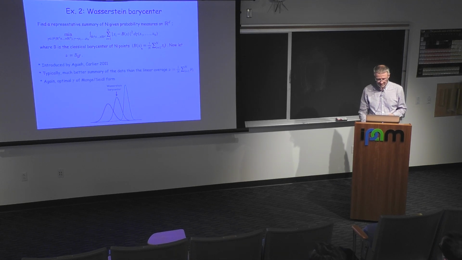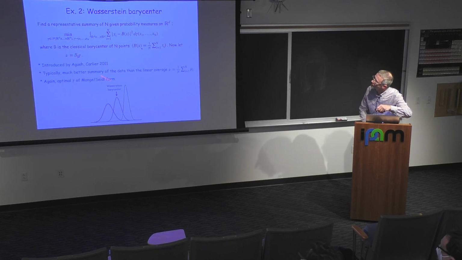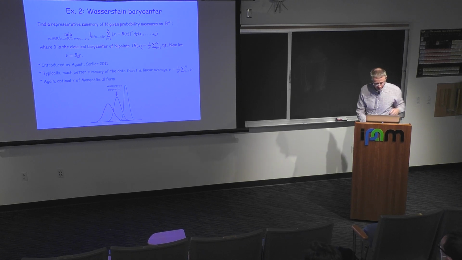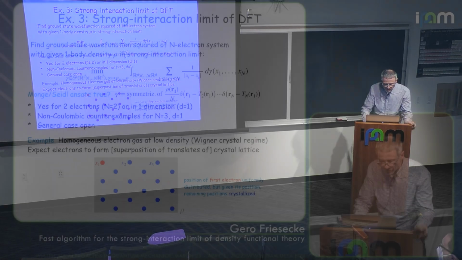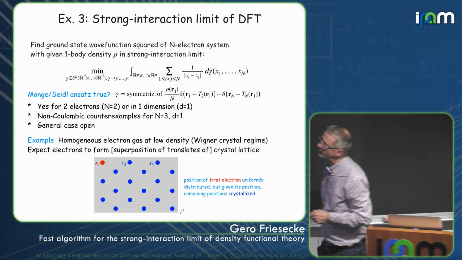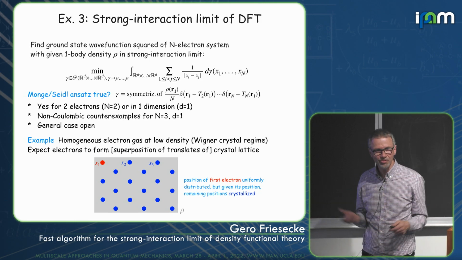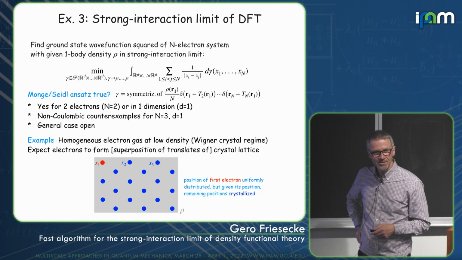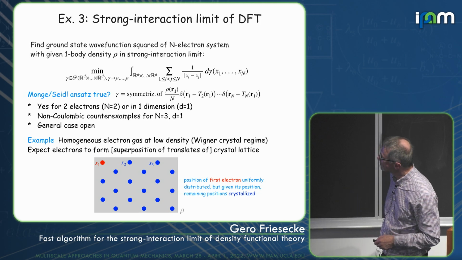So that's the Wasserstein barycenter. And again, in this case, the Monge ansatz equals Seidel, and it's actually a theorem that again you get the sparsity. Now for the strong interaction limit of DFT: when we first started thinking about it, we thought, sure, it's going to be true for Coulomb. But the world is not nice to us in this case. It's not sure whether it's true for Coulomb, so it's still open.